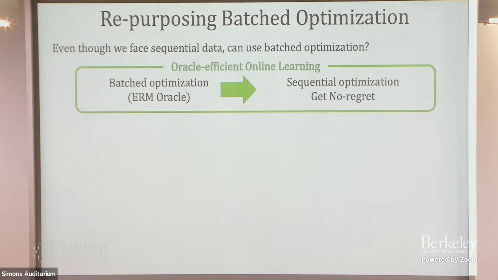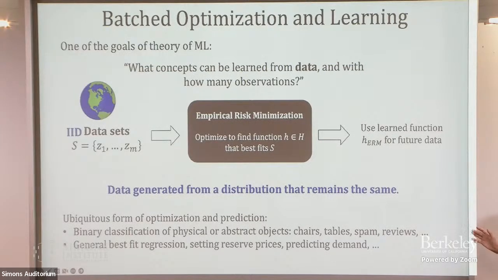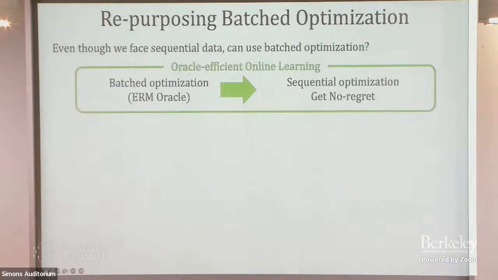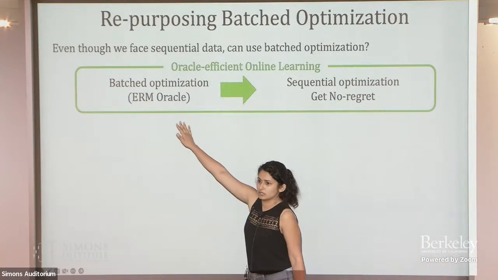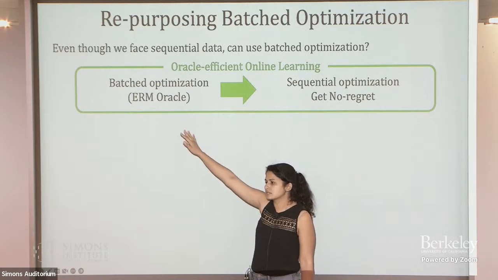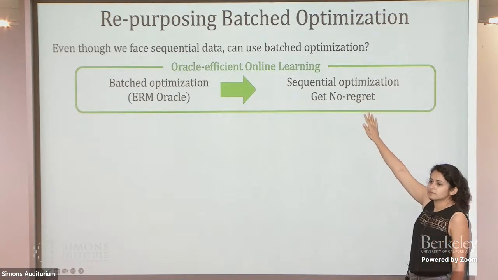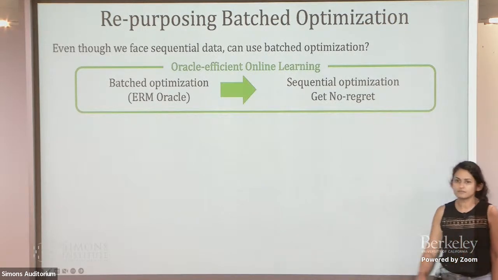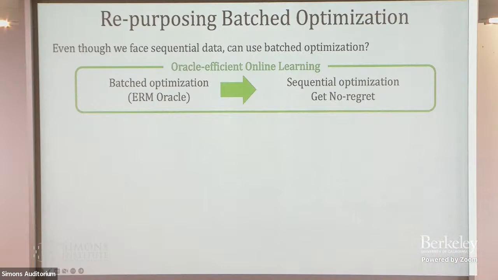So what we really want to do in this talk is not to design things from scratch. Instead, try to repurpose whatever insights we've gained from batch optimization and import them to sequential optimization. Essentially, we're going to assume that the ERM oracle, the black box that we had here, is really a black box. I'm going to call it an ERM oracle, and using only that black box, get sequential optimization no-regret algorithms. This is called oracle-efficient online learning.